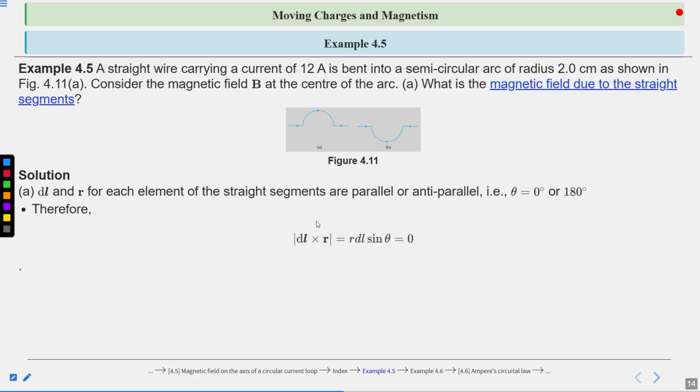Therefore, the magnitude of dL cross r will be r dL sin theta. And if theta is 0 degrees or 180 degrees, then this term will become 0, because sin 0 and sin 180 are 0. So straight segments do not contribute to B. So in this diagram, only this arc, the semicircular loop, will contribute to the magnetic field. These straight conductors are not contributing to the magnetic field.